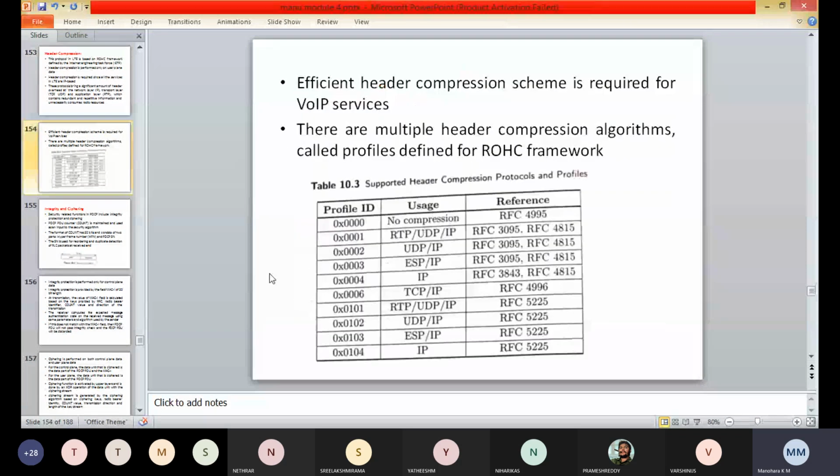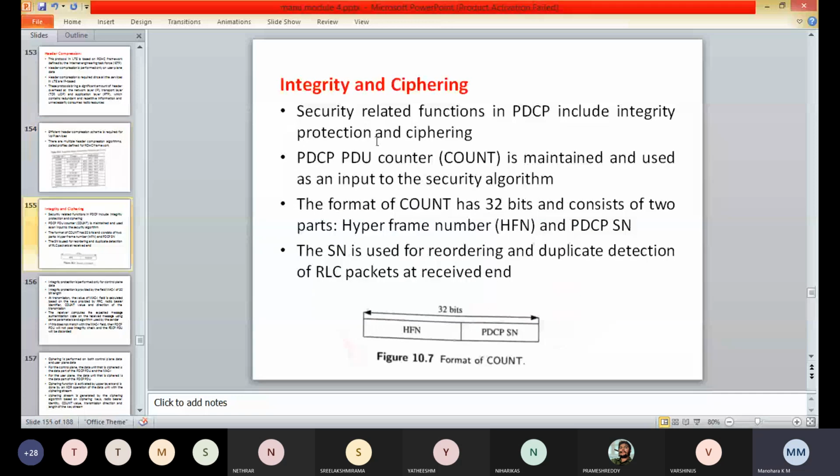So next we have the integrity and ciphering. In the integrity, the integrity protection function includes both integrity protection and integrity verification. Here the PDU header and the data part of the PDU are integrity protected before the ciphering. The integrity protection is provided by the MAC-I field.